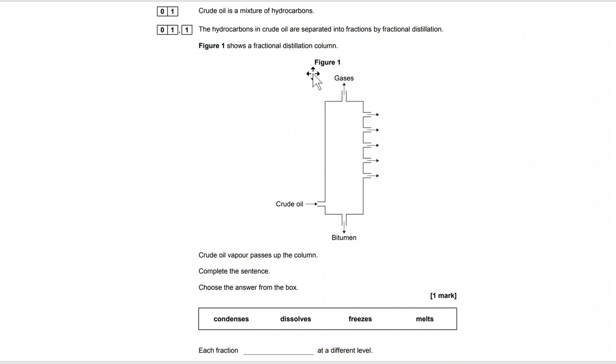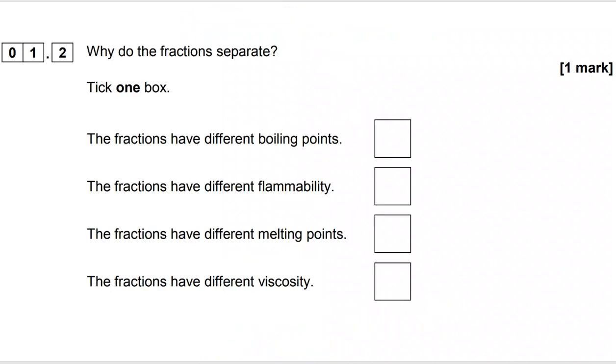The hydrocarbons are separated by fractional distillation, and we've got the column here. Crude oil vapor, it's vaporized, passes up, and then each fraction will condense at a different level. Remember, longer chains with higher boiling points condense lower down the column, shorter chains with lower boiling points condense higher up. And it's that principle that allows us to separate crude oil into those useful fractions.